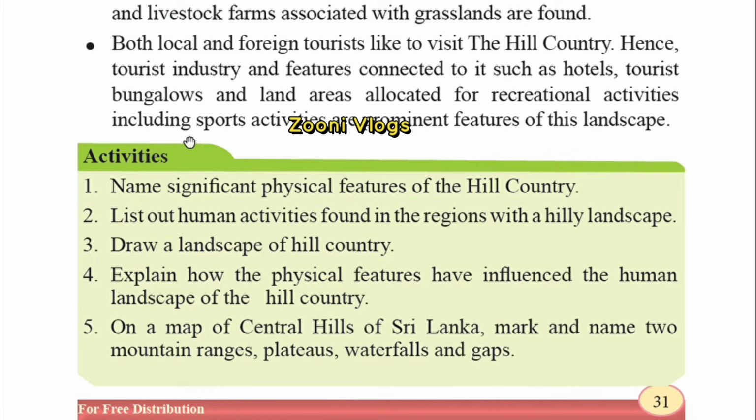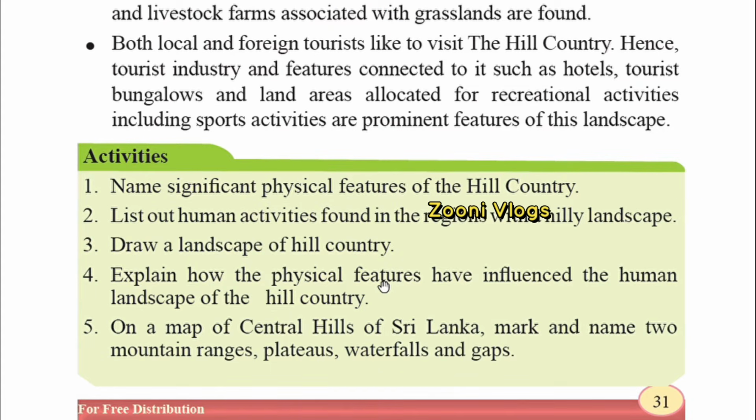As an activity, name the significant physical features of the hill country. Now you know, list out human activities found in the regions with a hilly landscape. Okay, now you know what the human activities found in the regions are. Draw a landscape of the hill country. That's very important, I will show you. Explain how the physical features have influenced the human landscape of the hill country.